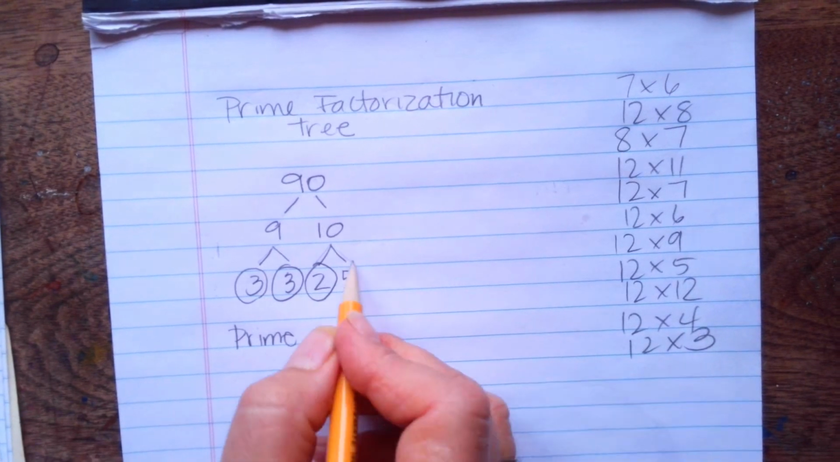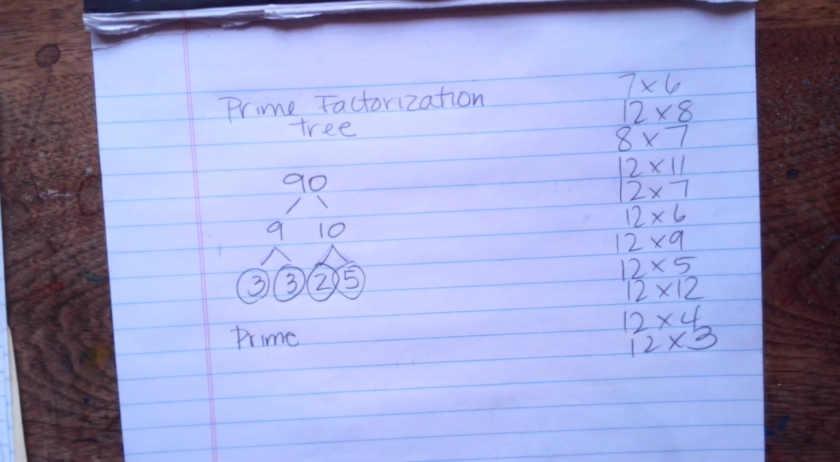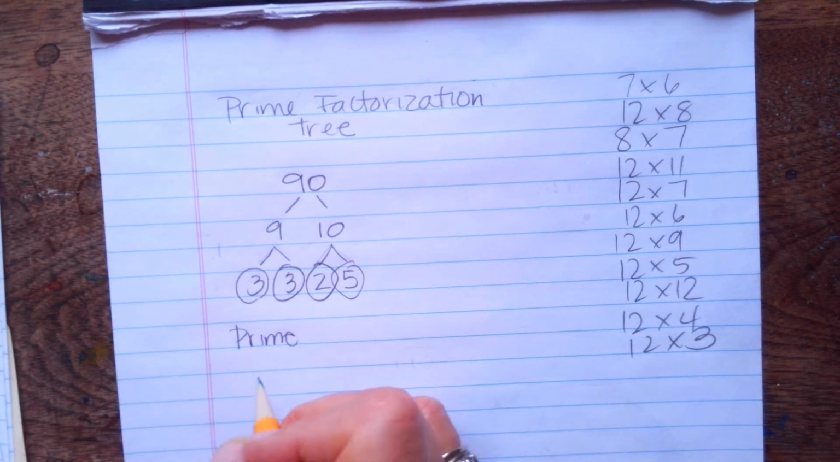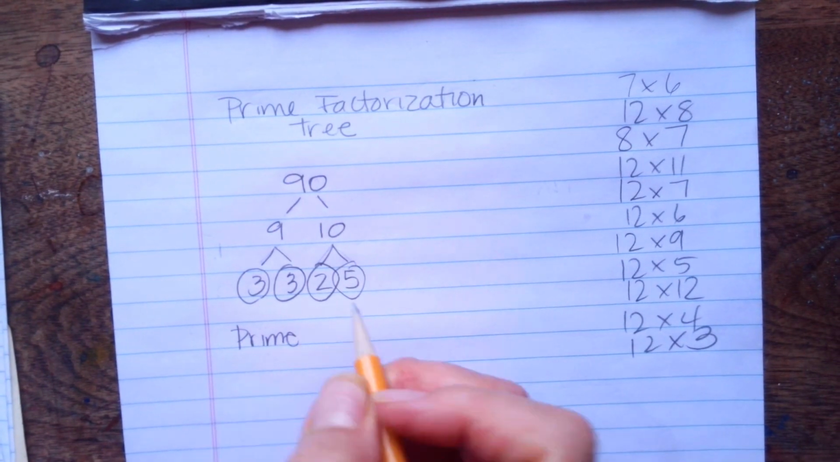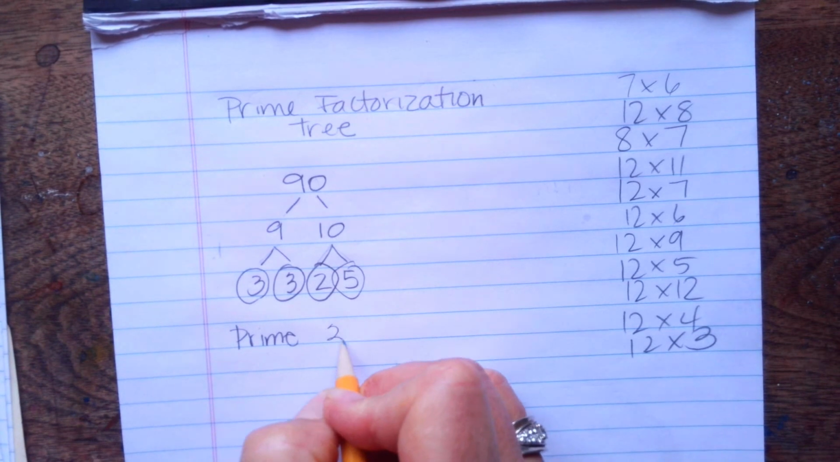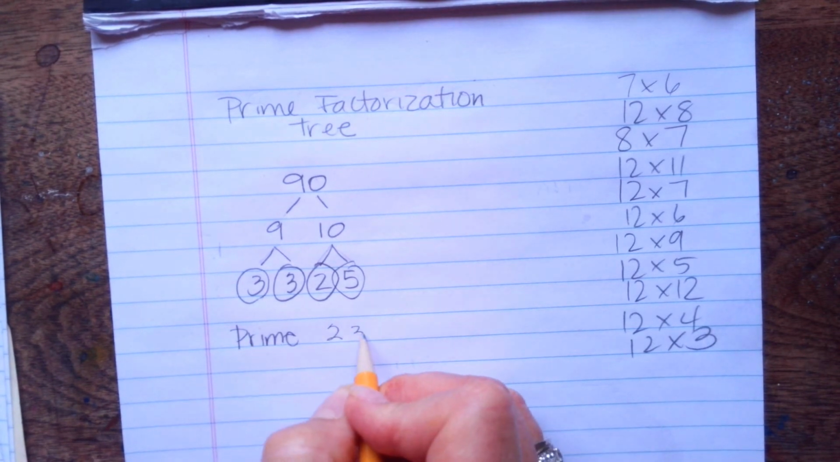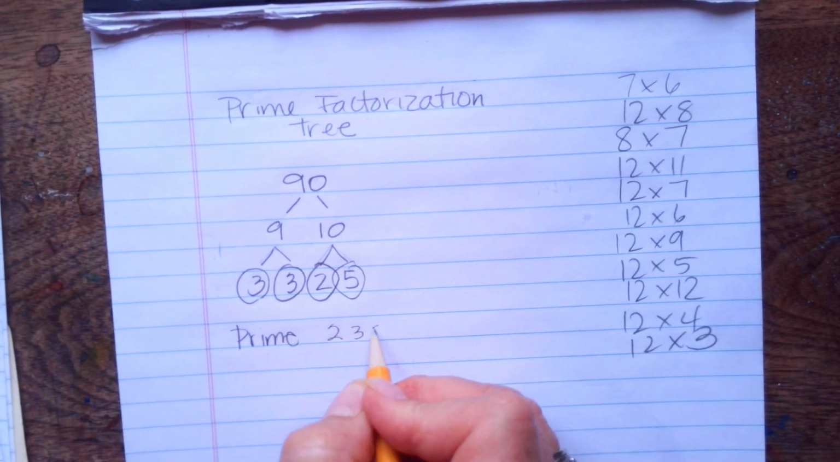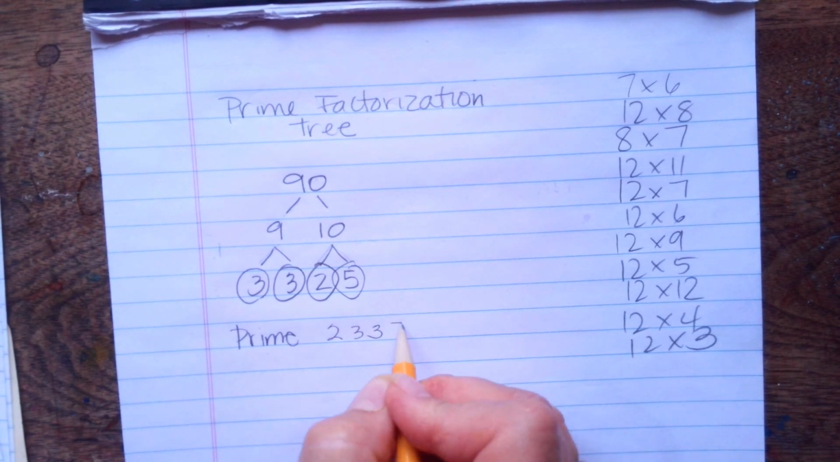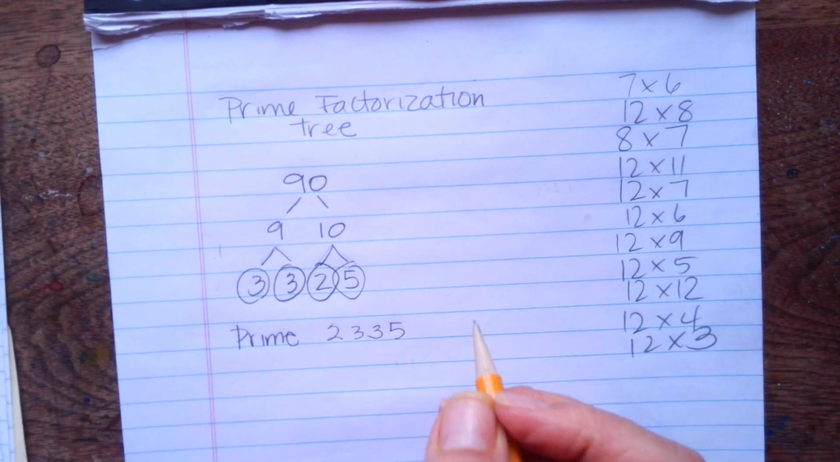So we circle them, and we know the circling tells us that we're done finding factors, and then we write them in order from least to greatest. So our least number is 2, then our next least number is 3, then our next least number is 3, and then our greatest number is 5. And then we make a dot like this.